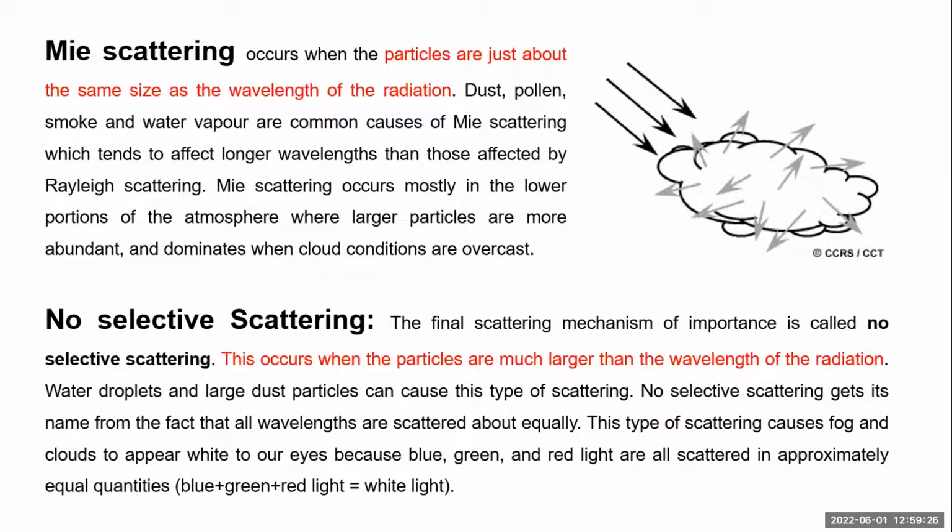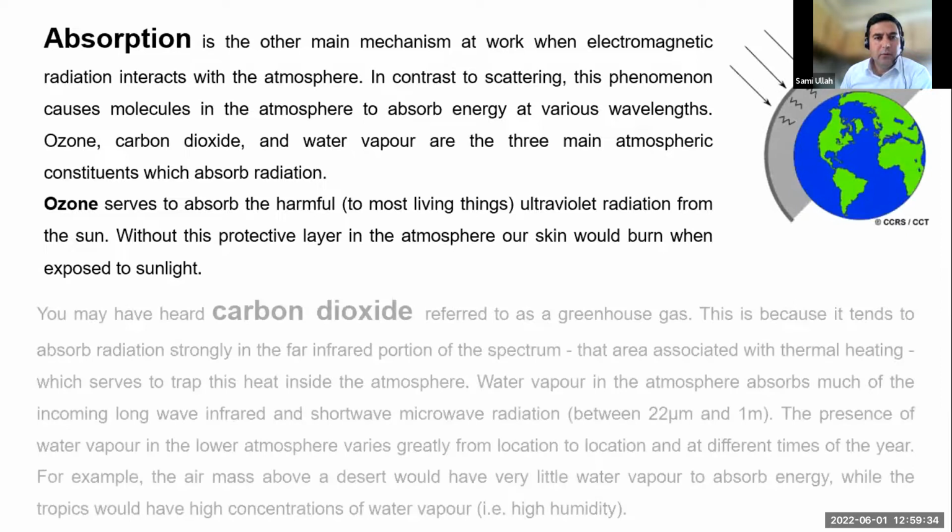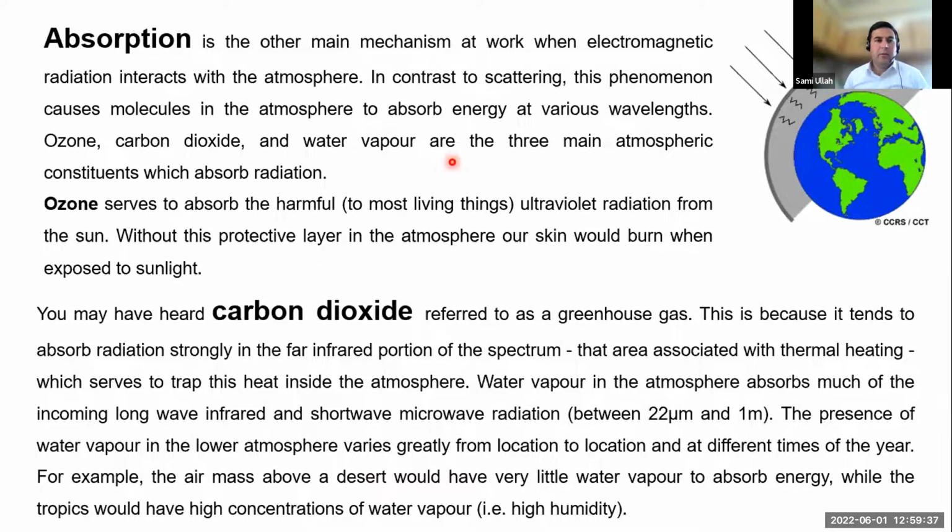Okay, so that was the second part. Then the third is absorption. Absorption is actually the other main mechanism at work when electromagnetic radiation interacts with the atmosphere. In contrast to scattering, this phenomenon causes molecules in the atmosphere to absorb energy at various wavelengths. One example is ozone.